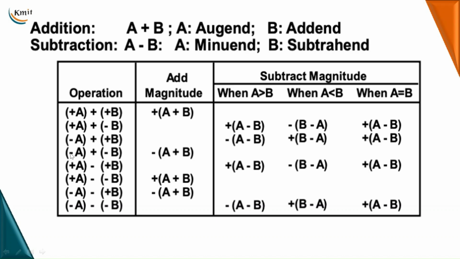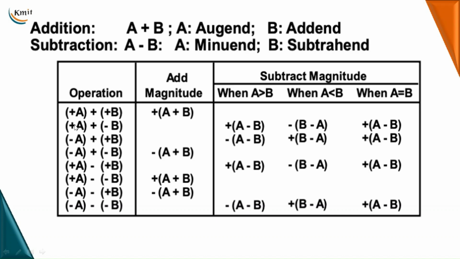Similarly, when both the two operands are negative, in that case you have to add the magnitudes of A and B, and the resultant sign will be the sign of A. Okay, this is in case both the operands are either positive or both are negative. And there are two other combinations.